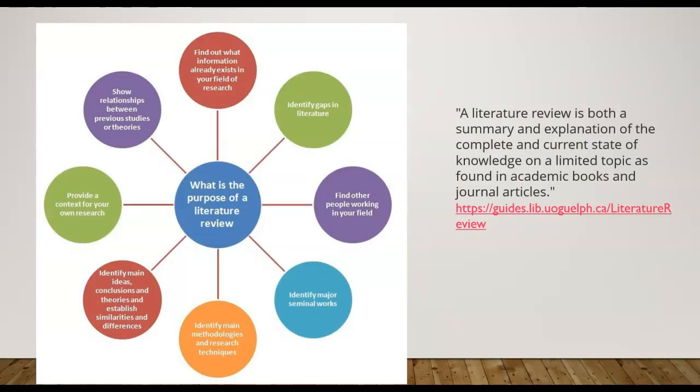A literature review, how do you do it? There's a variety of ways to do it, but this is the best way that we see to do it. What is the purpose of your literature review? You need to find out what information already exists in your field. Identify gaps in the literature. Find other people working in your field and what have they published in it. Identify major seminal works. Identify the main methodologies and research techniques.